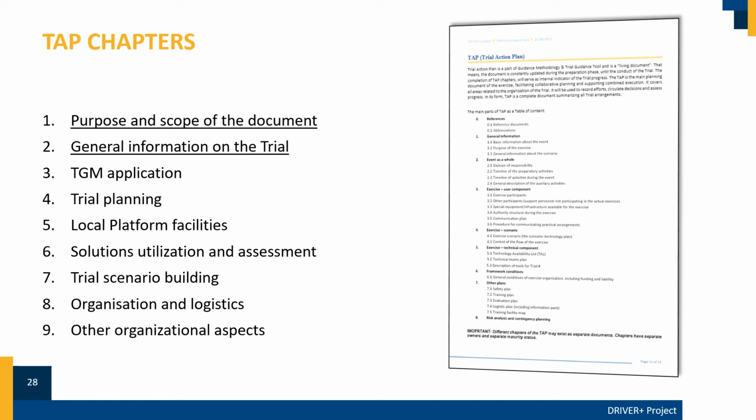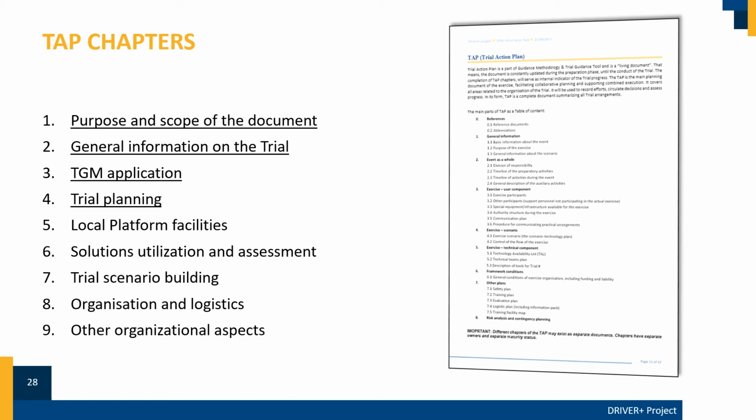The third chapter is entirely dedicated to the outputs of the trial guidance methodology. Use this chapter to store the outputs of Step 0 and the 6-step approach. Chapter 4, Trial Planning, consists of 4 subsections. The Division of Responsibilities section identifies key persons responsible for different aspects of preparing and executing the trial.